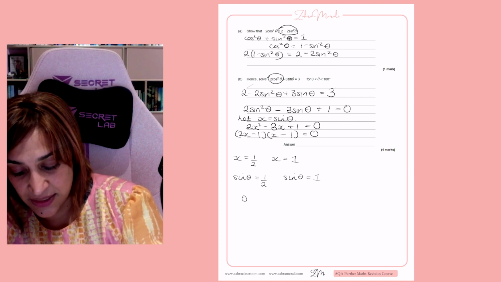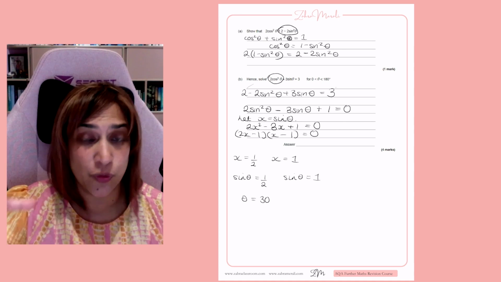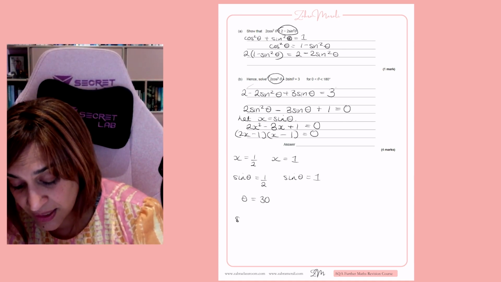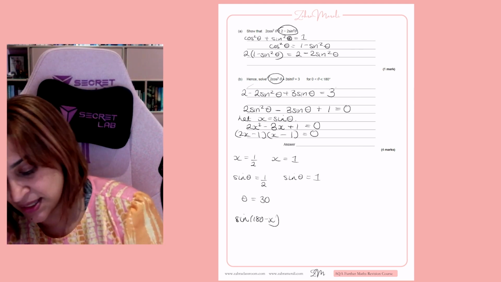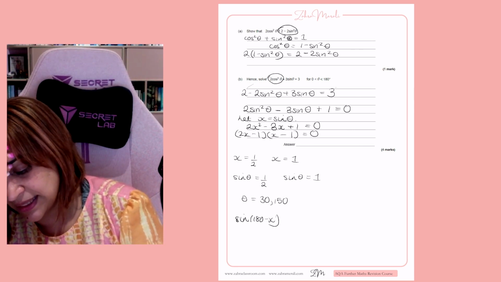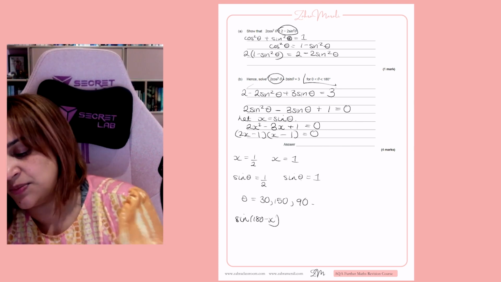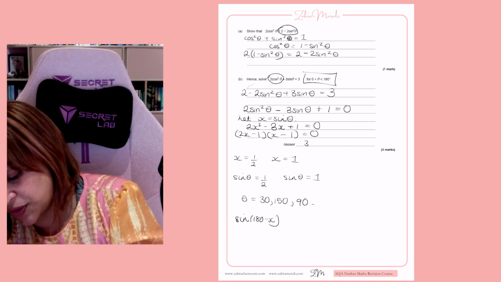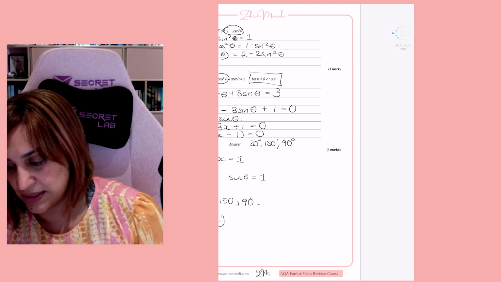On our calculators, we do shift sine of a half, and we get 30. The rule for sine, remember, is 180 minus. So 180 minus 30 gives me 150. And then inverse sine of 1 is 90. And that's all we need because that's our range. So we've got 30 degrees, 150 degrees, and 90 degrees.